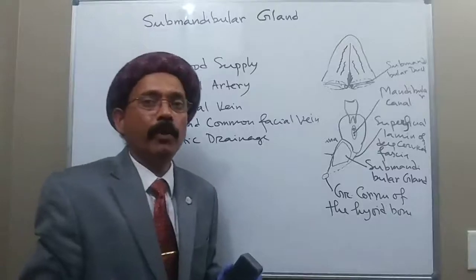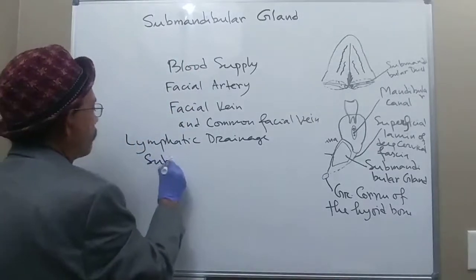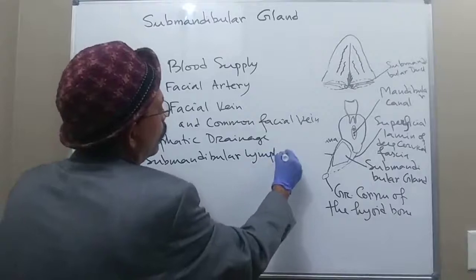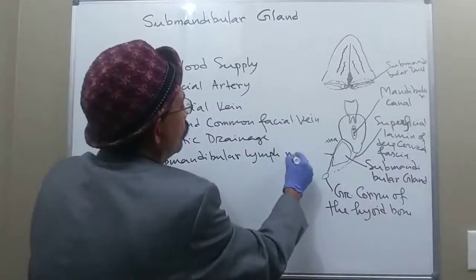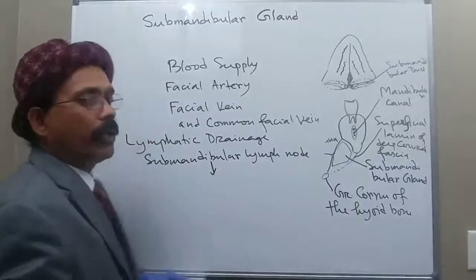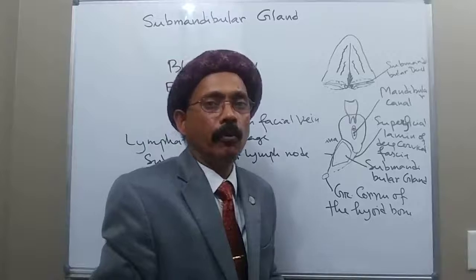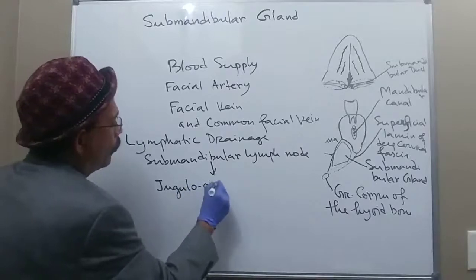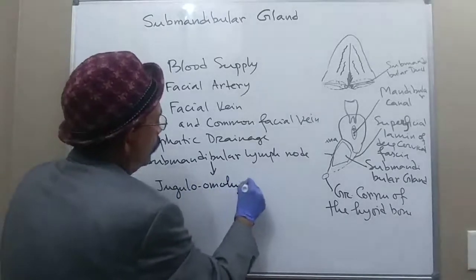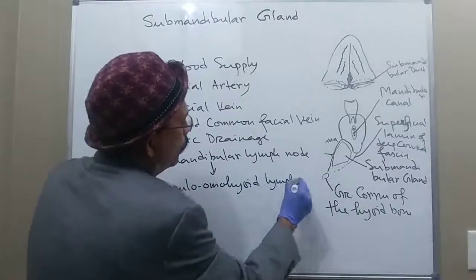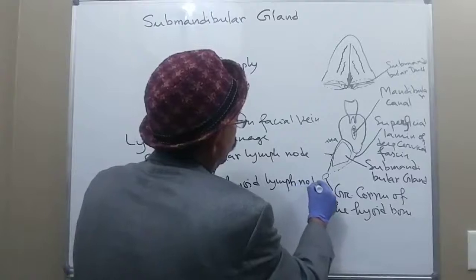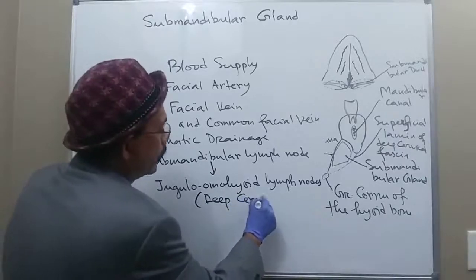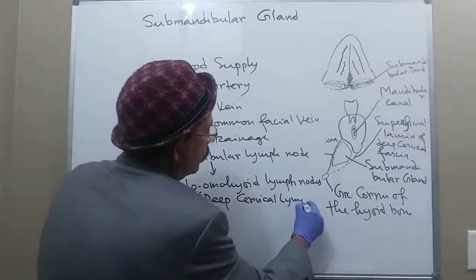Lymphatic drainage by the submandibular lymph nodes. Buccal lymph node. Okay. Submandibular lymph node will eventually drain into the deep cervical lymph node, that is the jugulo-omohyoid lymph node. Jugulo-omohyoid lymph nodes. That is deep cervical lymph node. This is one of the deep cervical lymph nodes.